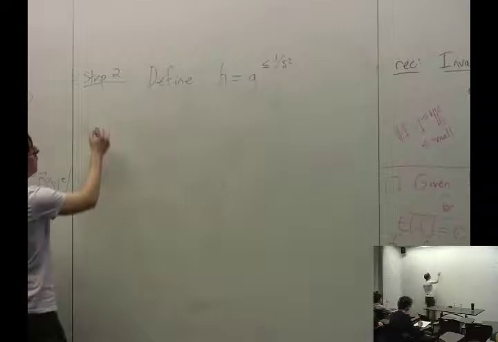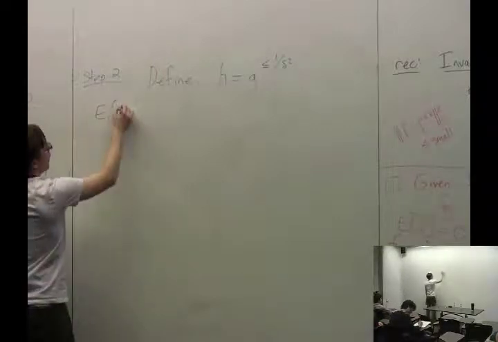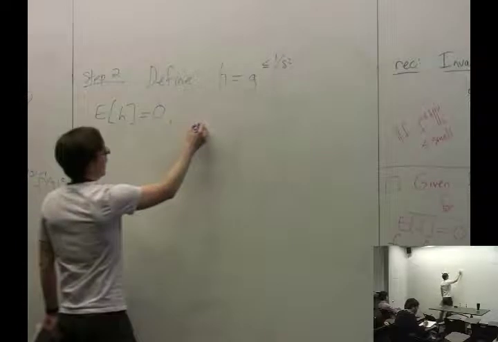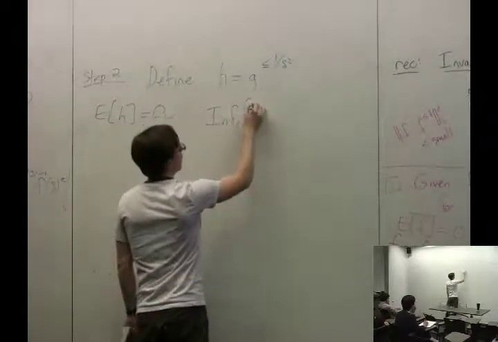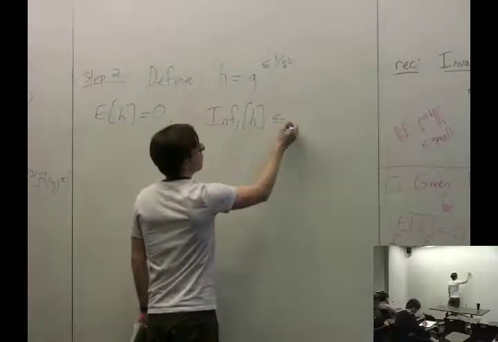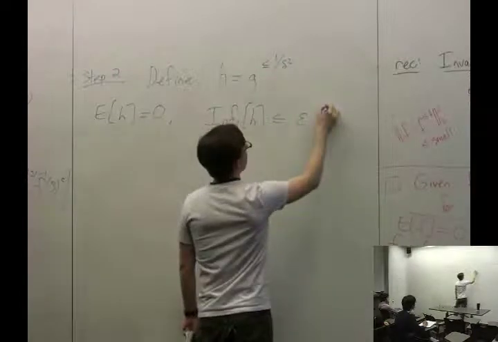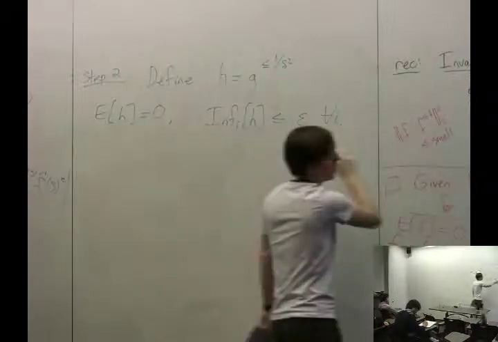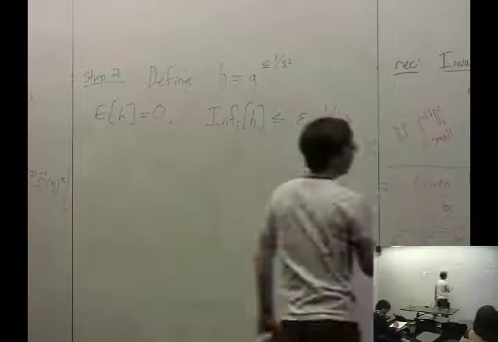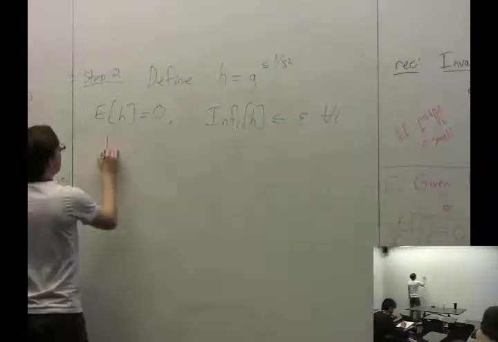G had mean 0. H still has mean 0 because I just dropped some high degree parts. That doesn't change the constant term. H still has small influences because, again, I just dropped some part of the Fourier spectrum, so that can only make the influences go down. So that's good. The max influence is small. And, of course, the degree of H is low.